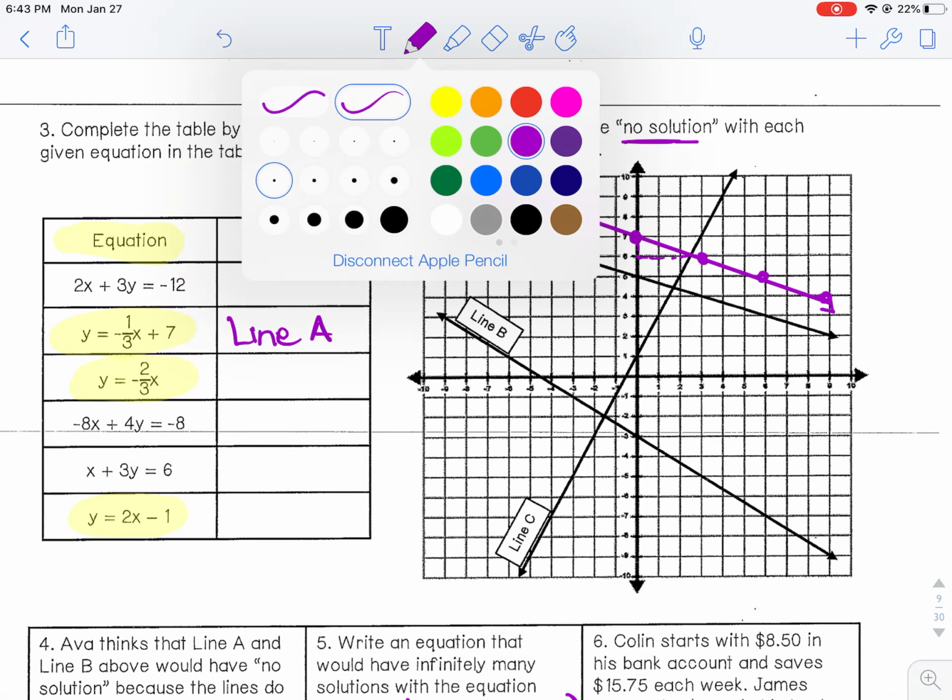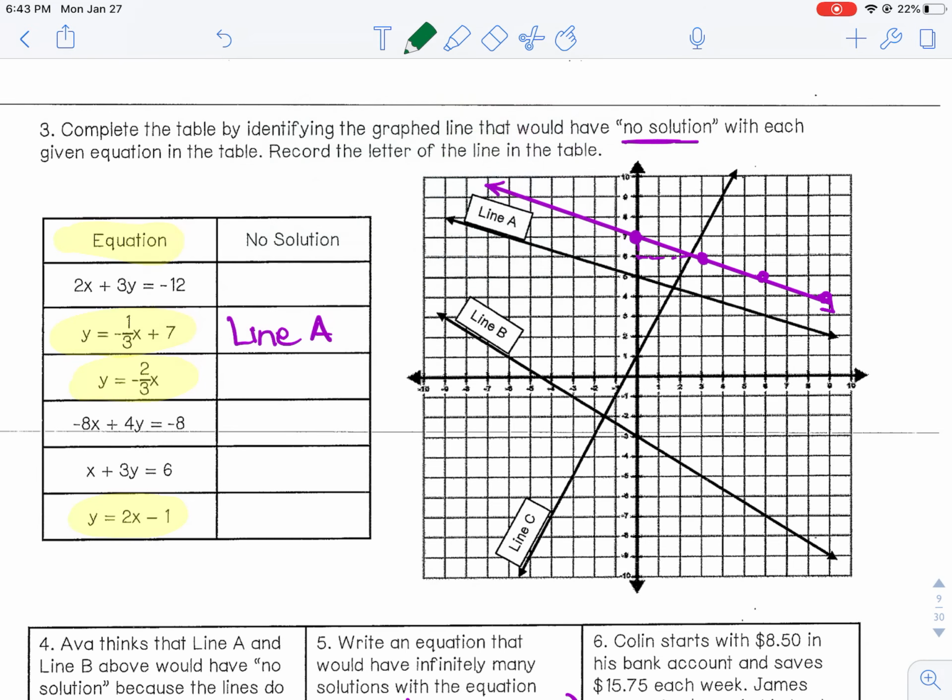Okay, so let's take a look at the next one. I'm going to change color. Y equals negative 2/3 x. Remember, if there's not a b over there, that means the b is 0, or the origin. So we'll start at 0, and our slope is negative 2/3, so we'll go down 2 units, but we're still running to the right 3, down 2/3.